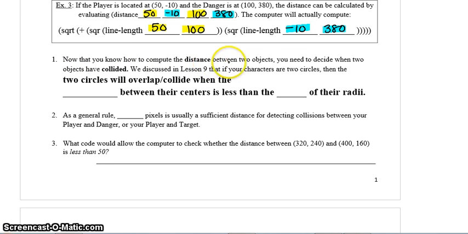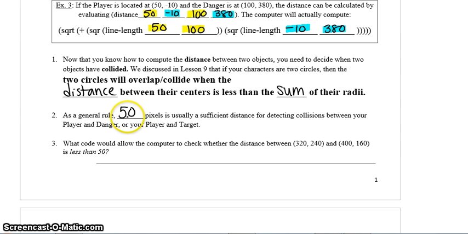Now that you know how to compute the distance between 2 objects, you need to decide when 2 objects have collided. We discussed in lesson 9 that if your characters are 2 circles, then the 2 circles will overlap or collide when the distance between their centers is less than the sum of their radii. So as a general rule, what we're going to find is that 50 pixels is usually a sufficient distance for detecting collisions between your player and danger or your player and target. So in other words, the 2 characters do not have to be on top of each other for them to be considered collided. Within 50 pixels is typically enough for the characters to look like they have run into each other.